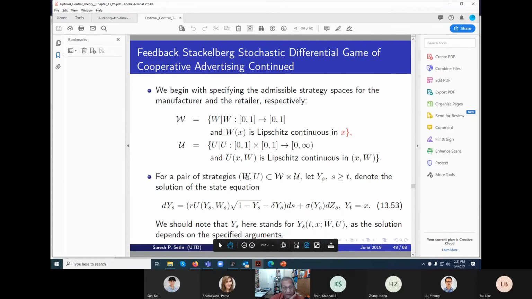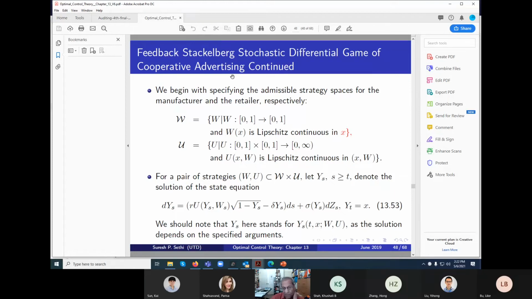I will take a break in a few minutes, but let me continue at least the policy and then we'll go to the equations afterwards. So in order to specify the strategy, I need to specify some spaces. So this is a script W. Script W is a set of functions W. These functions take the market share, which is between 0 and 1, and bring it to the subsidy rate between 0 and 1. So this is a set of functions of market share mapping into subsidy rate.